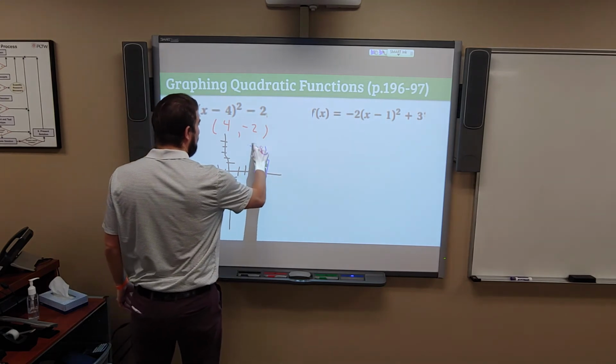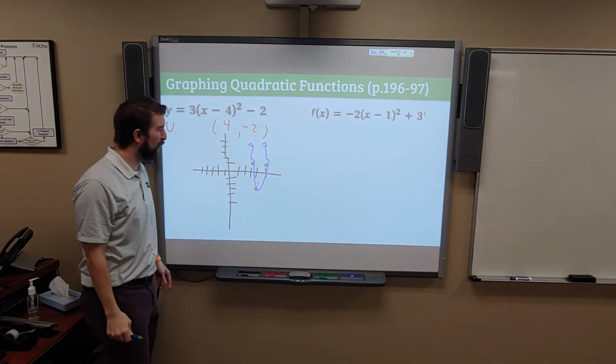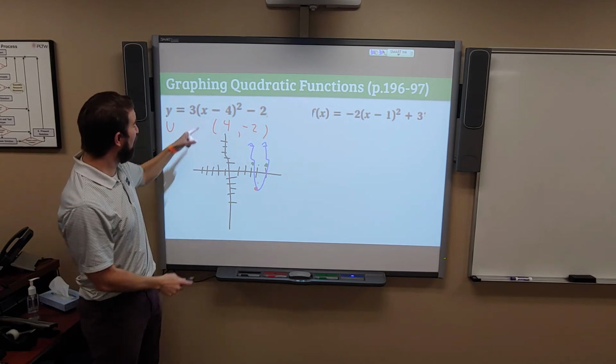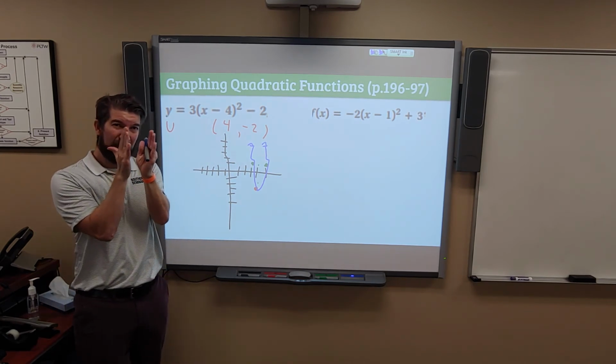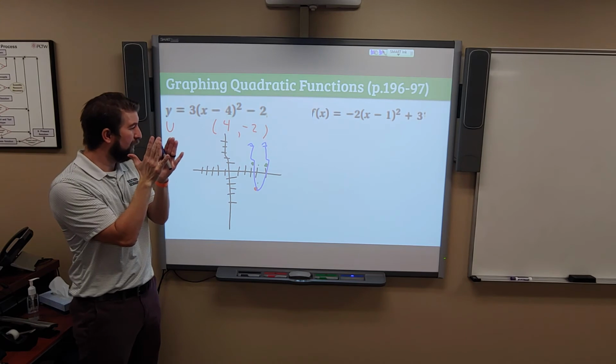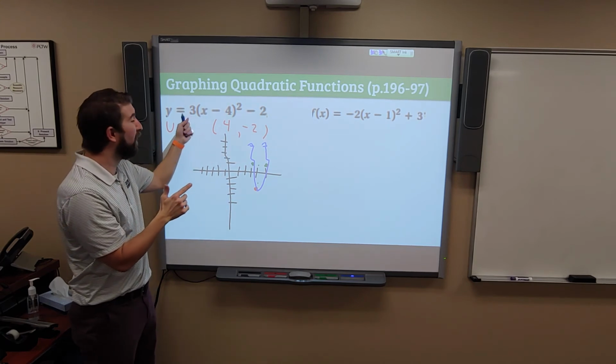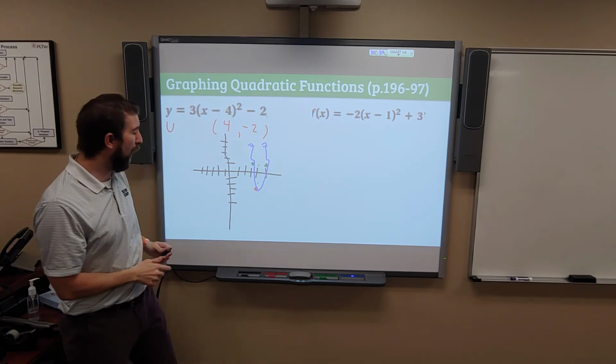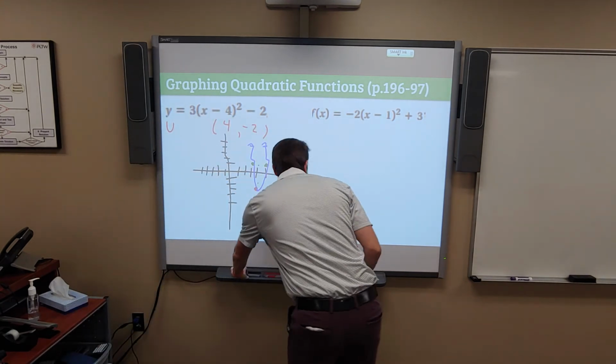Well, that's my smart board. It's kind of weirdly calibrated. But you notice if that number is higher, the graph is going to be skinnier. If that were a fraction, it'd be wider. All right, so let's look at this last example.